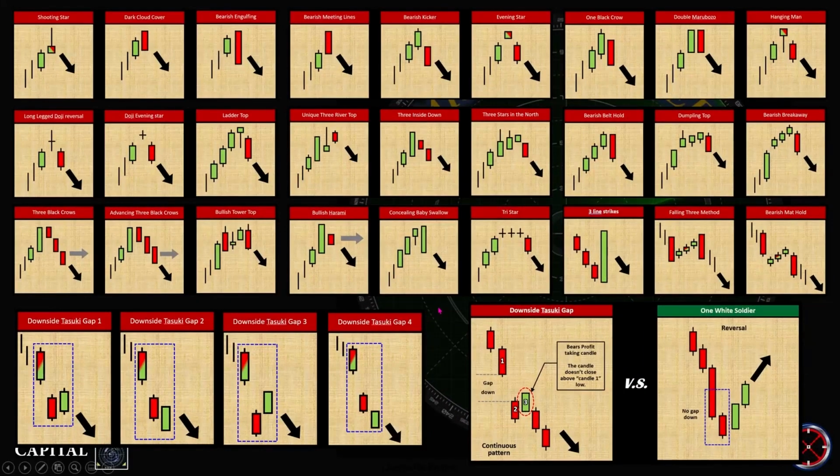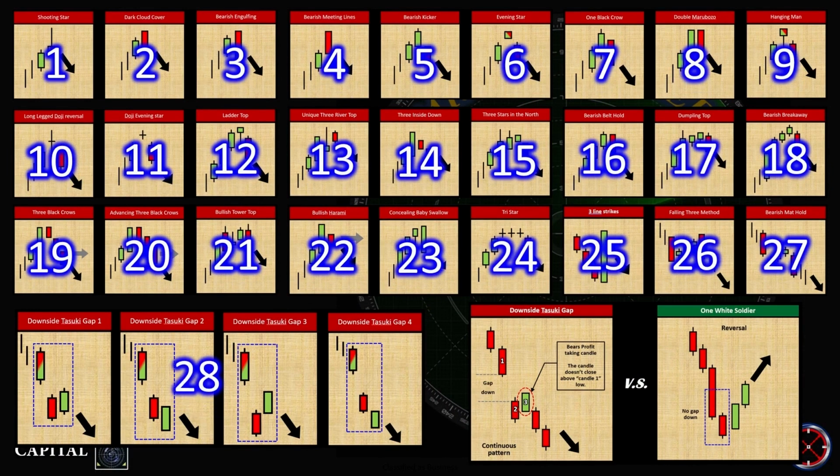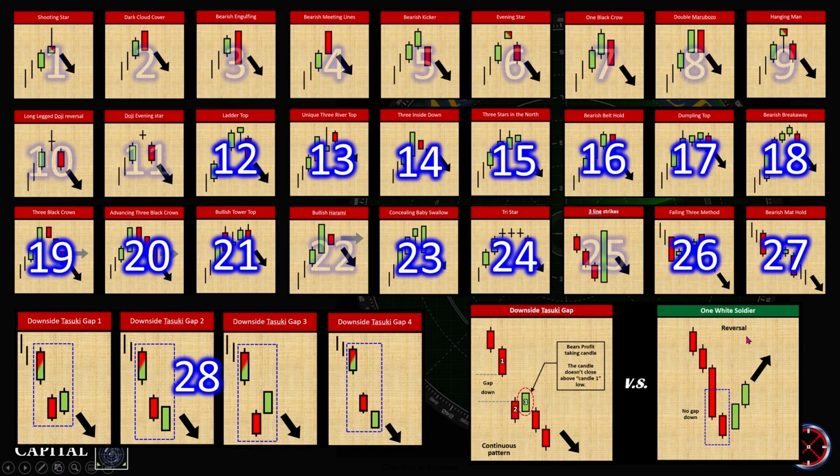In the bearish candlestick combinations, you might see there are around 28 combinations. Of course, there might be more, but we also need to know which are the more common and which are really more powerful. We don't really have to remember all of this. What we need to remember is from 1 to 11, 22, and 25.